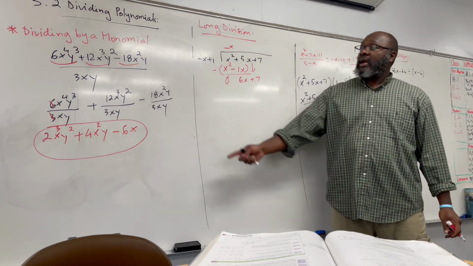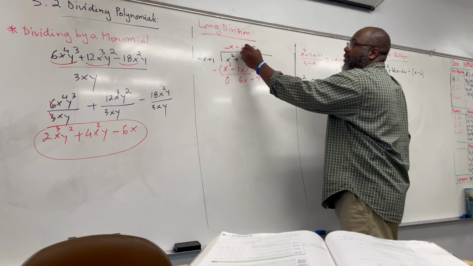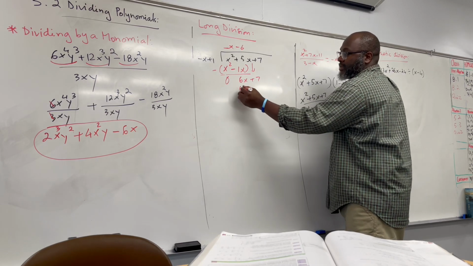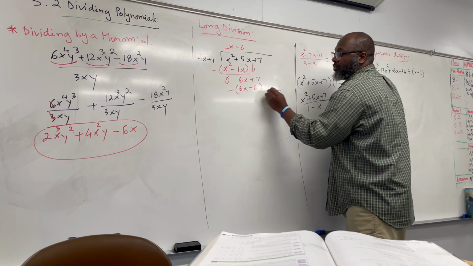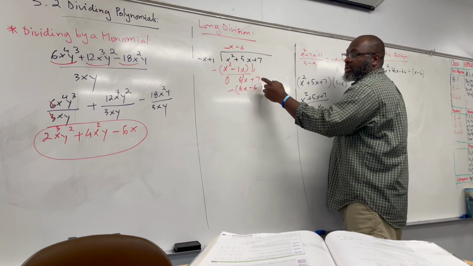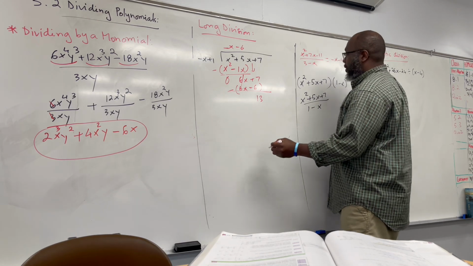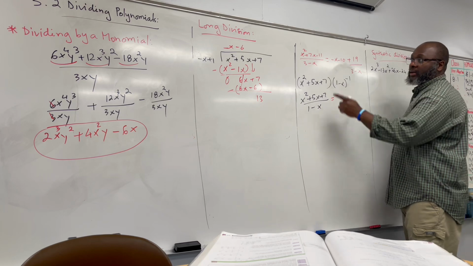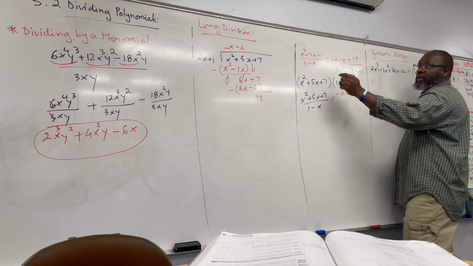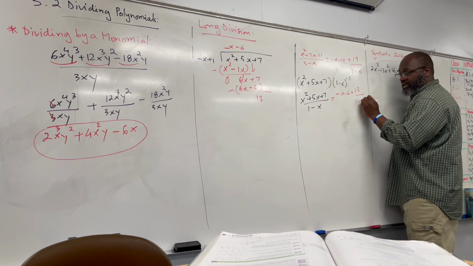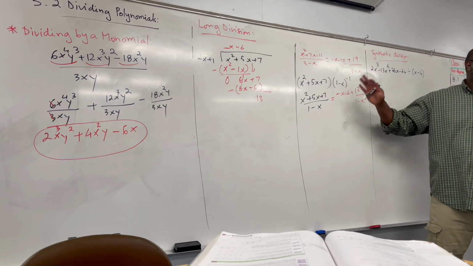And now we're going to do the same thing. How many times does negative x go into 6x? Negative 6. Negative 6 times negative x is positive 6x, negative 6 times 1 is negative 6. We subtract again, this is gone, 7 minus negative 6 is 13. So this divided by this gives us negative x minus 6 plus 13 over (1 minus x), or over (negative x plus 1), however you want to write it. So this is pretty much the long division.